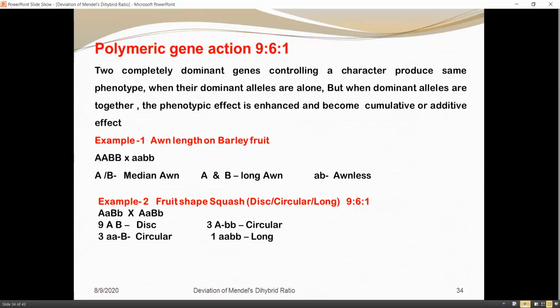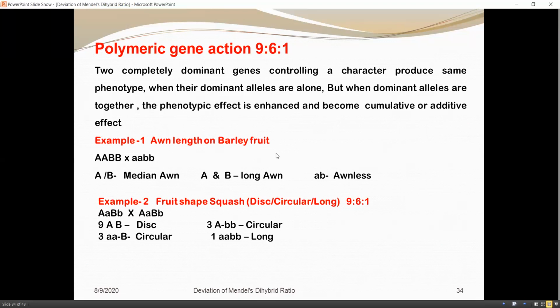Polymeric gene action, 9:6:1. Two completely dominant genes controlling a character produce the same phenotype when their dominant alleles are alone. But when dominant alleles are together, the phenotype is enhanced, meaning it increases the effect and becomes a cumulative or additive effect.